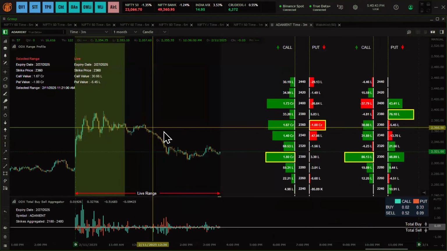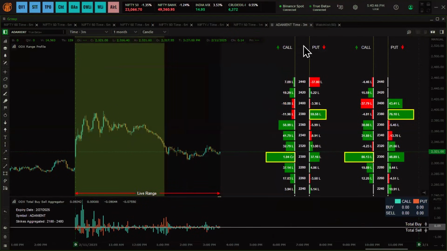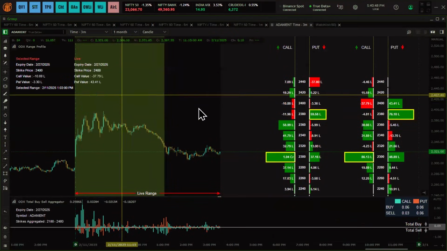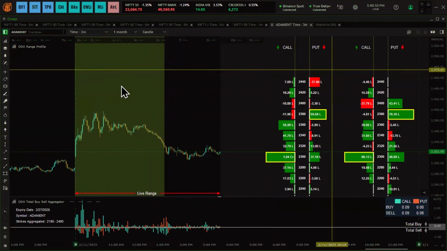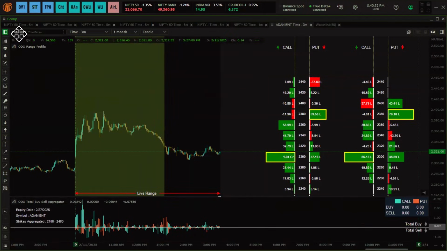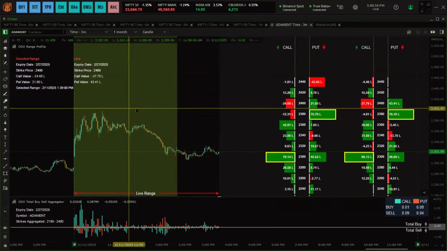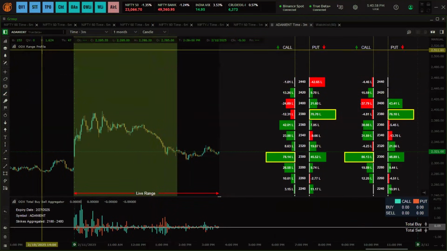Moving on to the next indicator, and after that we will talk about only one more indicator that will cover all the ODX indicators now. So I have applied here, the symbol here is Adani, you can see the Adani Enterprises. I have applied the ODX range profile.